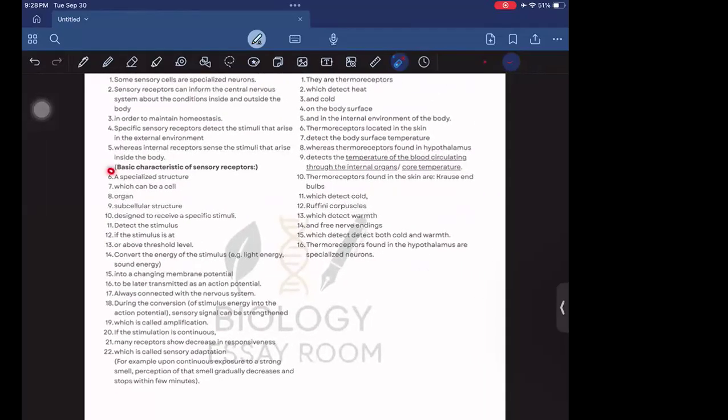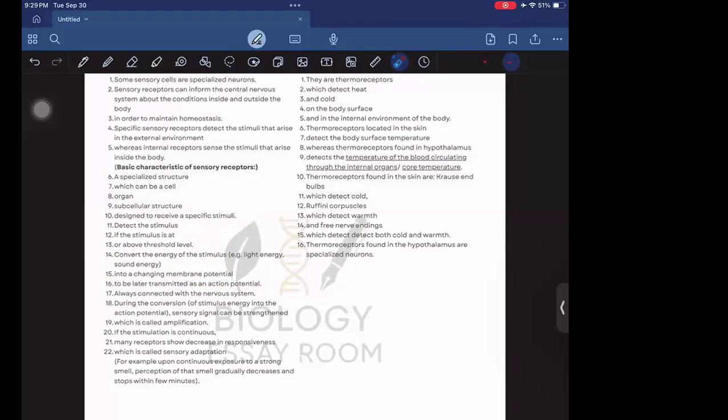It is a special structure. It can be a cell, it can be an organ, or it can be a subcellular structure. And what does it do? It is designed to receive a specific stimulus. Okay, so it can detect the stimulus if the stimulus is at or above the threshold level. What does it do? It converts the energy of the stimulus into changing membrane potential. If there is something included in the brackets, it is not compulsory. So it can convert it into a changing membrane potential so that it can later be transmitted as action potential.